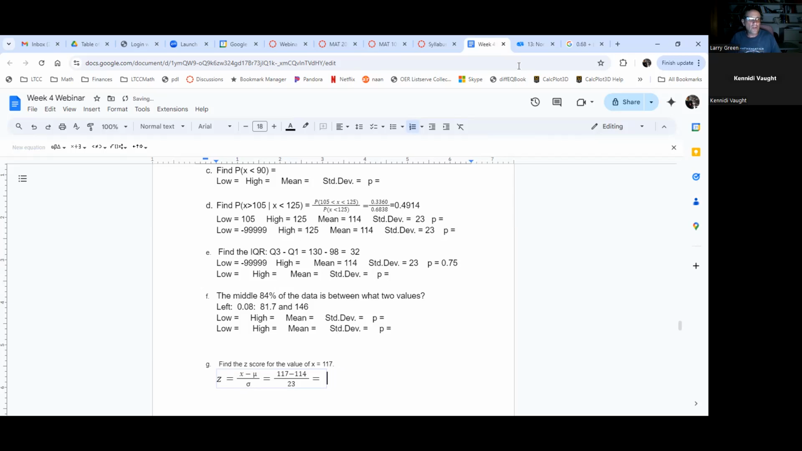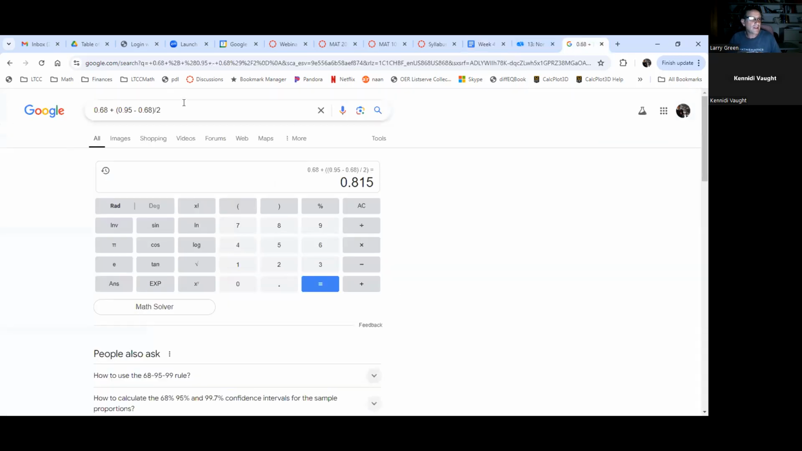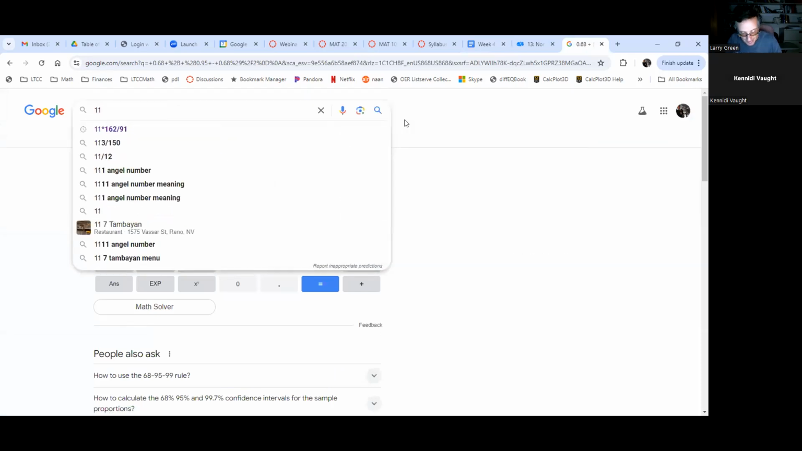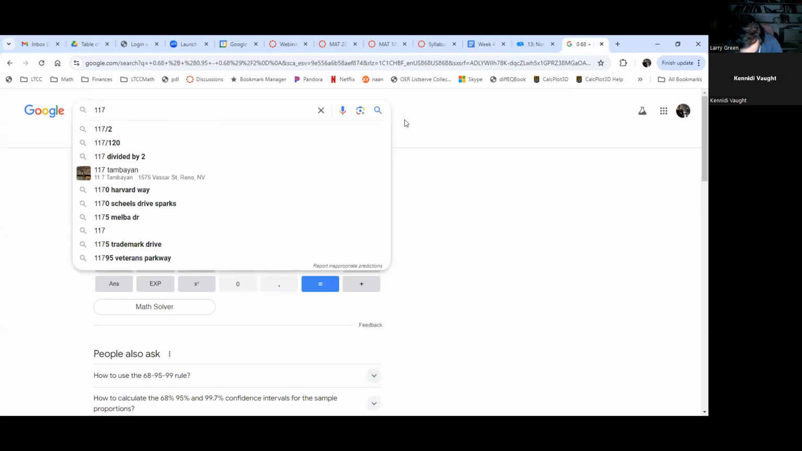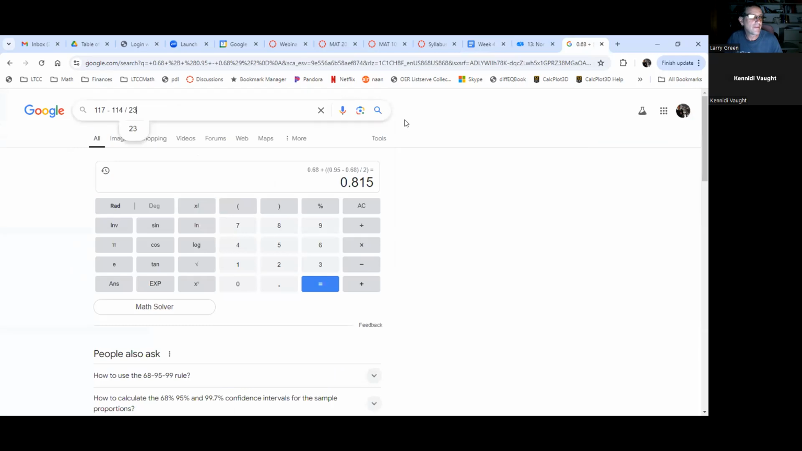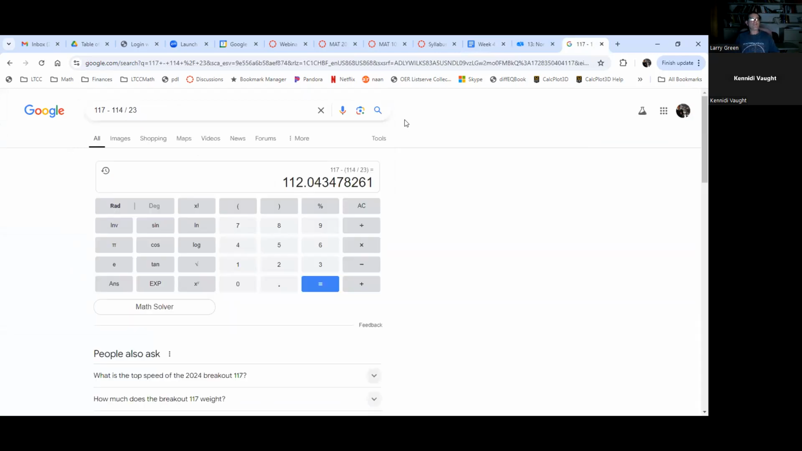And one thing to note is that it's not, what's wrong with saying 117 minus 114 divided by 23? What's wrong with that? A lot of people make this mistake, so I want to give you a heads up not to make this mistake. This is wrong.